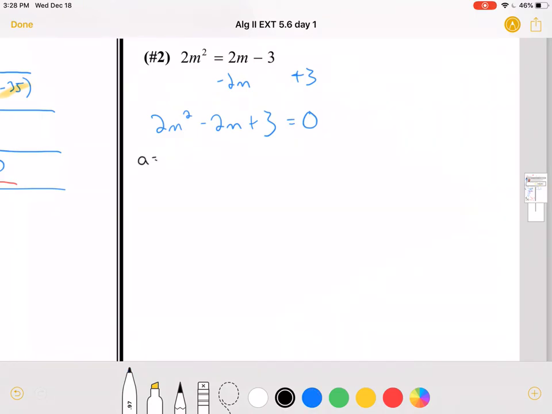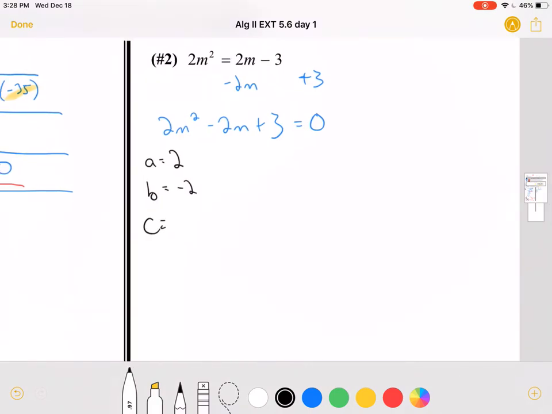Now it's set equal to 0, I can identify what my a, b, and c values are. A is attached to my variable squared, so my a value is 2. My b value is attached to just the m, so that's a negative 2. And my c value is attached to nothing, just my constant at the end, which is 3.